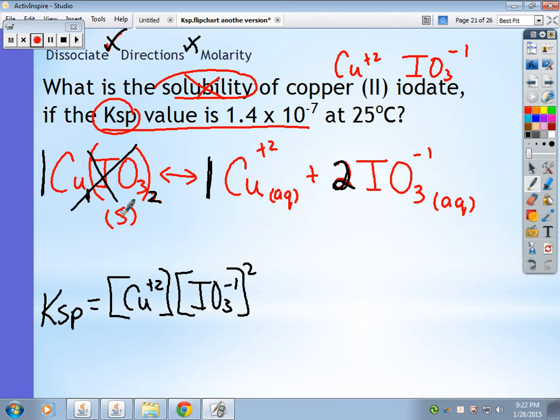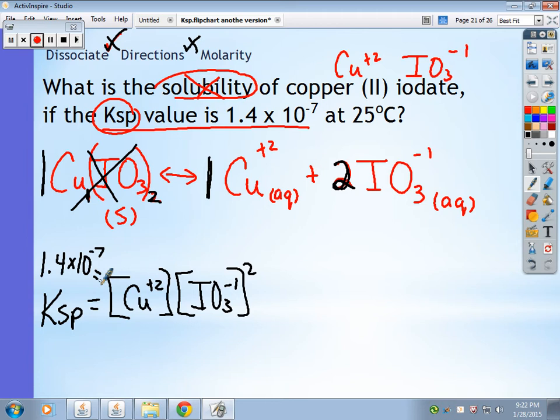So now that I have my directions, I need to go ahead and put my molarity in. But wait a minute, they don't give me my molarity. They give me a Ksp value. And what's that Ksp value? That's equal to 1.4 times 10 to the minus 7th. Okay, so that is equal to 1.4 times 10 to the minus 7th. I know that that's equal to that. So that means I need to find molarity.